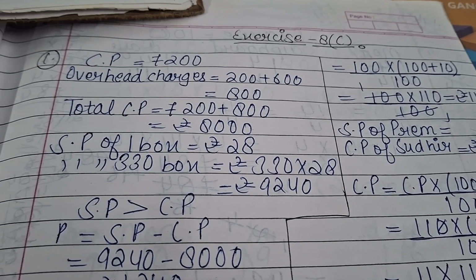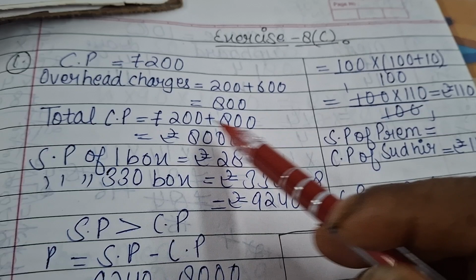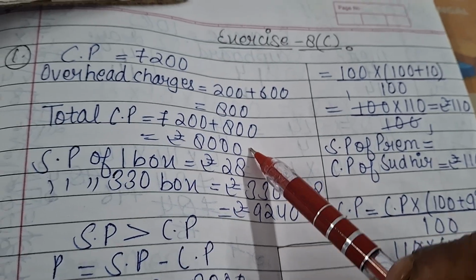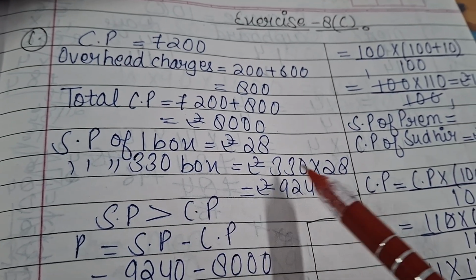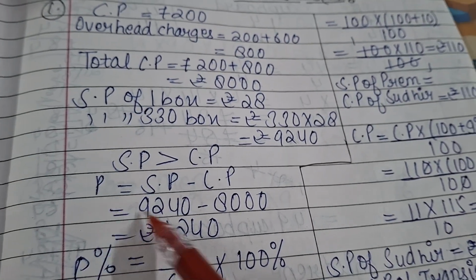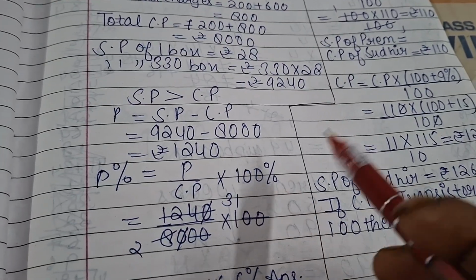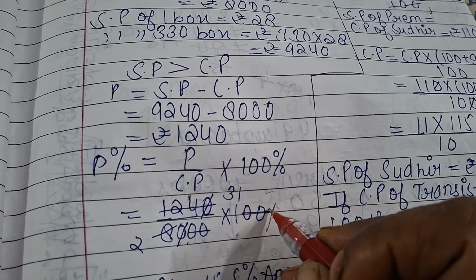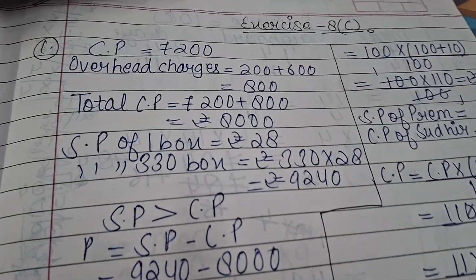The exercise 8C first question. CP 7,200, overhead charges 200, 600, 800. So total CP 7,200 plus 800, that is 8,000. SP of 1 box, total boxes we have 330. That means it is the CP of 330 boxes. SP of 1 box 28, 330 multiply 28, 9240. SP is greater, so we have profit: SP minus CP, and the formula for profit percent is profit upon CP into 100%. So value of profit is this, value of CP is this, into 100%. Do the cutting, so 15.5% is your answer.